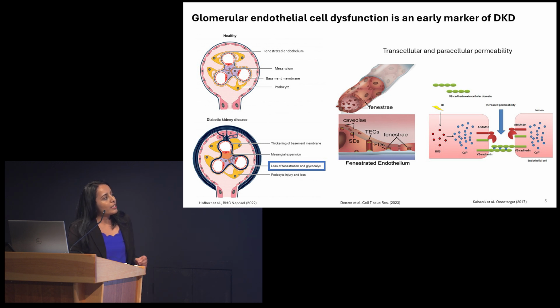Yet, there are not many mechanisms that are defined on how these endothelial cell layers are regulated and their role in diabetic kidney disease. So we leverage mathematical modeling to understand the mechanisms of action that trigger this glomerular endothelial cell dysfunction, especially in the early stages of DKD.